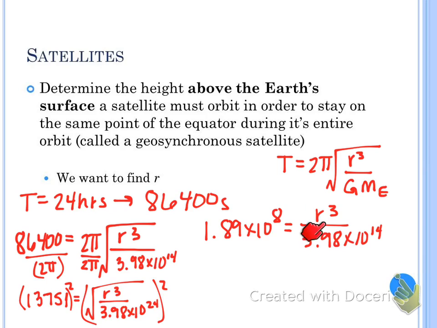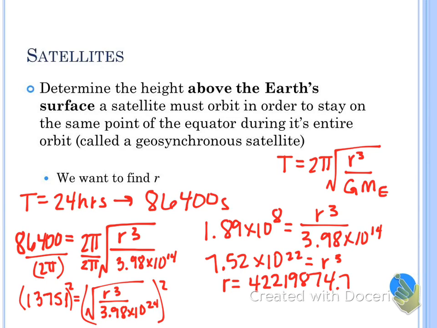Now if I have my r cubed here, I need to multiply those two together. And that gives me 7.52 times 10 to the 22nd. Okay, I'm writing these numbers out here, but I'm not taking them out of my calculator, so just FYI. And that equals r cubed. Does everyone know where the cube root is on their calculator? Yeah, it's in the math function, so this math button right here.